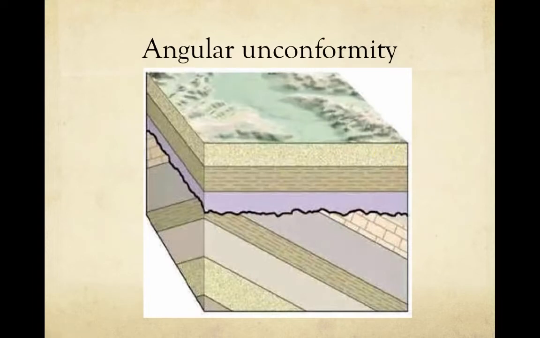Here's another picture of an angular unconformity. Our rocks down here are at an angle, hence angular unconformity, and then there's an erosional surface right along the top where more layers have been deposited in the flat horizontal position, giving us an angular unconformity. All of these spots where these lines should have gone have disappeared from the rock record.